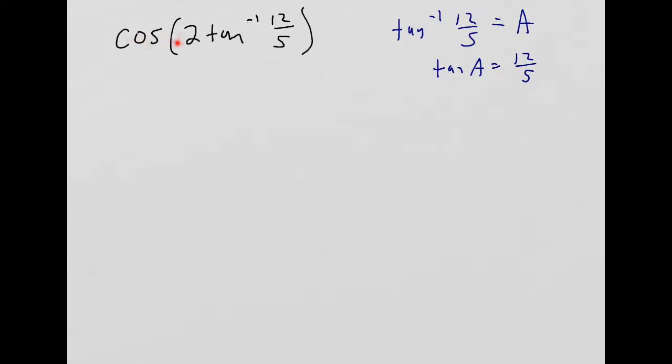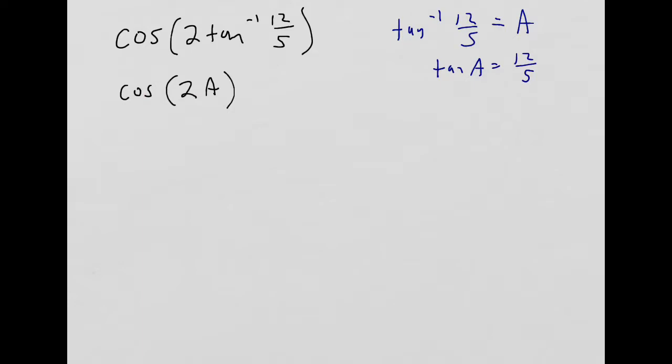But I want to go back to the original equation here. Remember, this tangent inverse 12 over 5 is just equal to an angle, and we call that angle A in this case. So this is actually just equal to the cosine of 2A. And A is given by this guy right here. Well, wait a minute. We see that this is cosine of 2A. That's just a double angle formula.